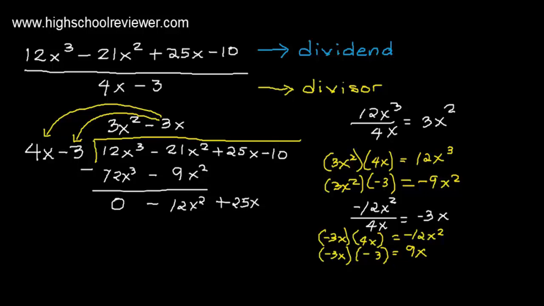And then write the terms on the same column of the same terms. So negative 12x squared, we will write it on this same column, and positive 9x on the column of 25x. And then subtract. So negative 12x squared minus negative 12x squared, this will be 0. Positive 25x minus positive 9x, this will give us positive 16x.